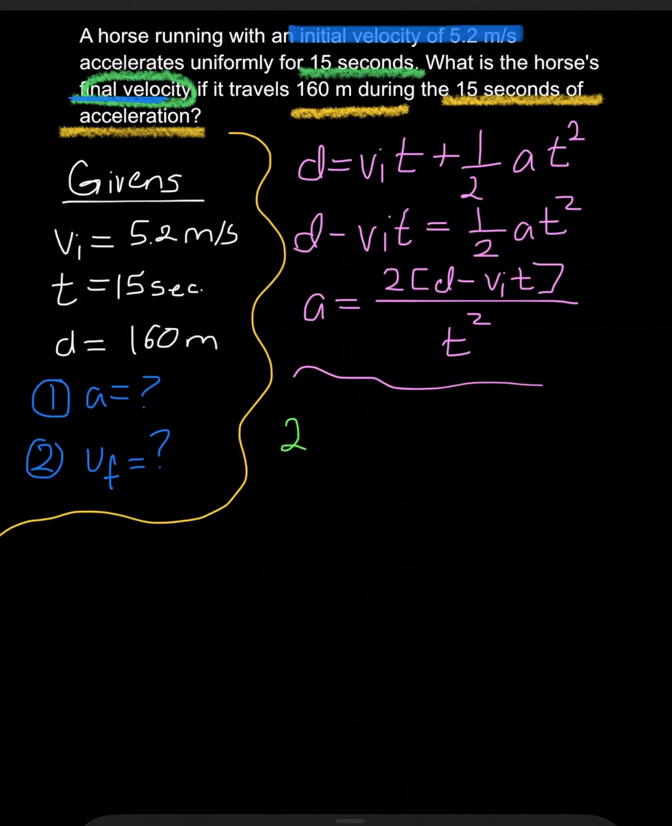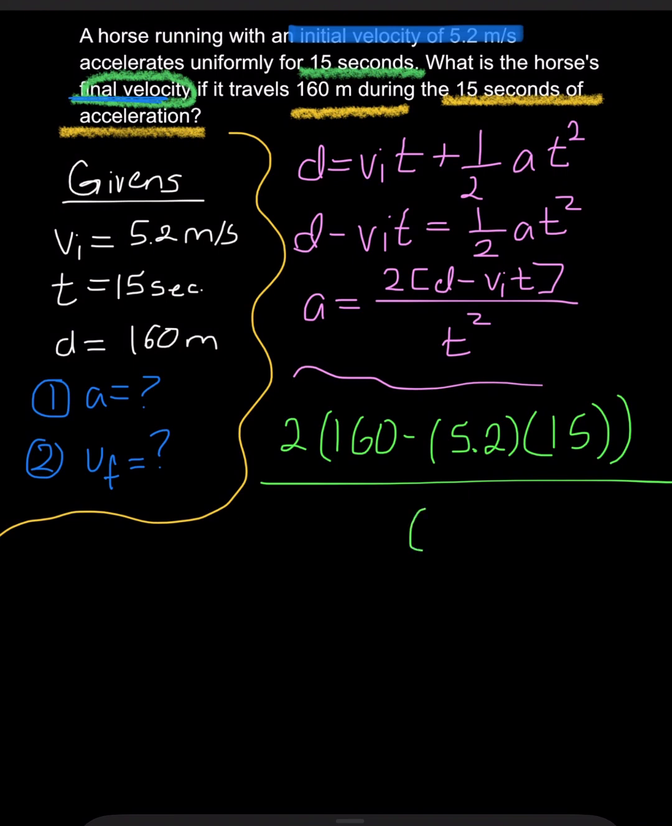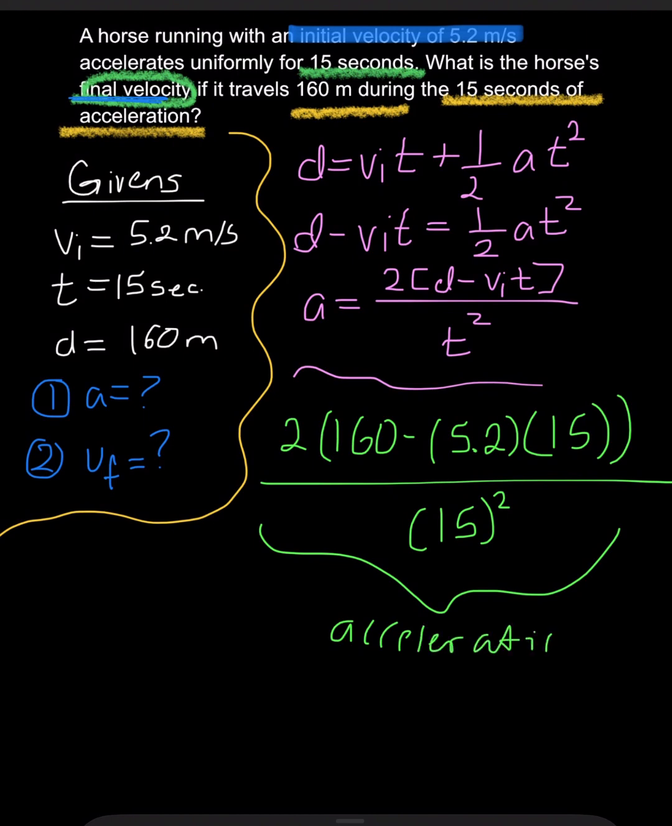So we plug in 2 times 160 minus 5.2 times 15 seconds over 15 squared, and this gives us the acceleration, which is 0.73 meters per second squared.